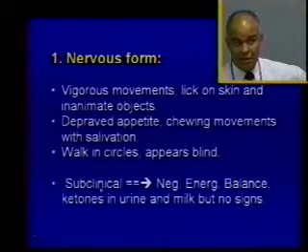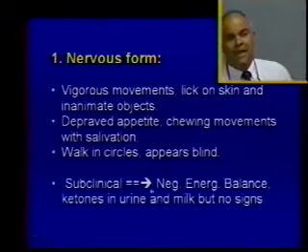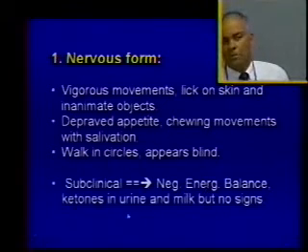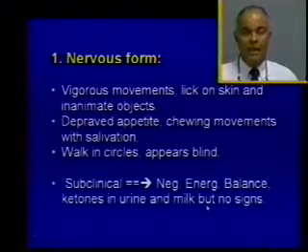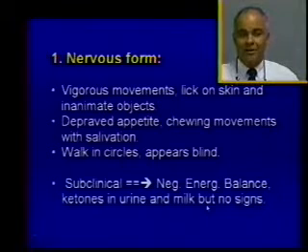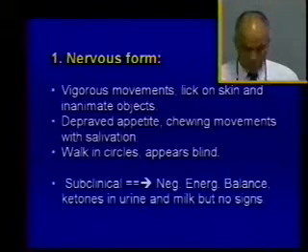And in the subclinical form, which is not as bad as the severe form, the animal enters into what we call a negative energy balance. Ketones are present in the urine and the milk, but there are no clinical signs. When the animal is in this negative energy condition, the hypothalamus and the ovaries shut down, and the animal does not cycle. The animal does not begin to cycle postpartum.